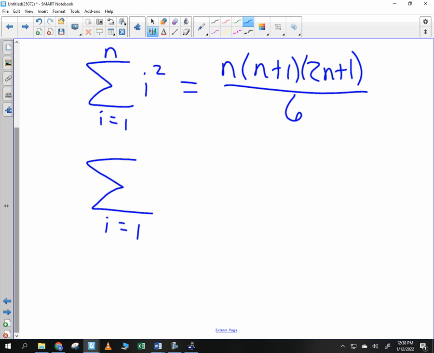The sum from i equals 1 to n of i cubed. So if you have perfect cubes, like, give me some perfect cubes. 27, 8, 64, good. So if you add those up, you get n squared times (n plus 1) squared all over 4.